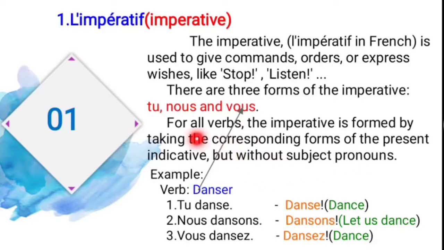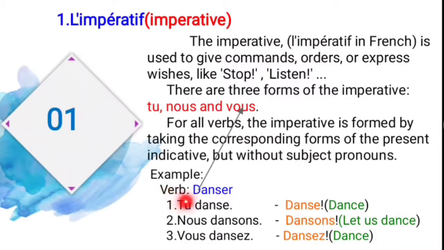So for all the verbs, in the 3 groups, that is ER group, IR group and RE group, you can use these 3 subjects only, and you are going to use the imperative without the subject pronoun. See the example.